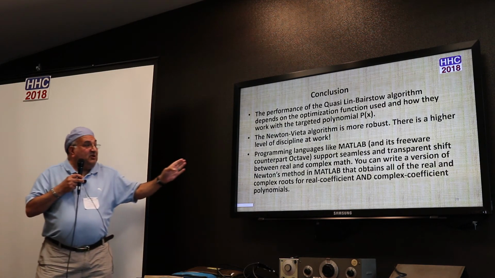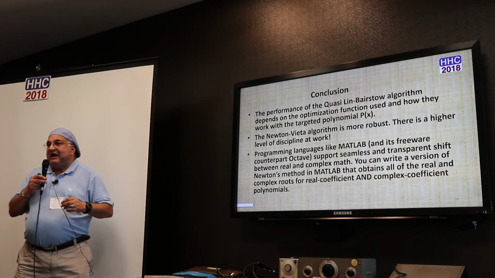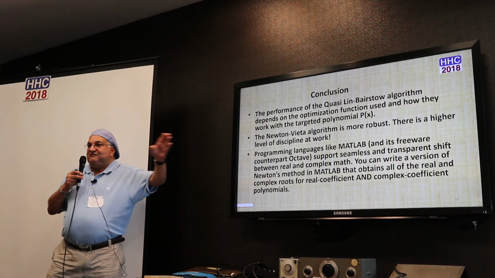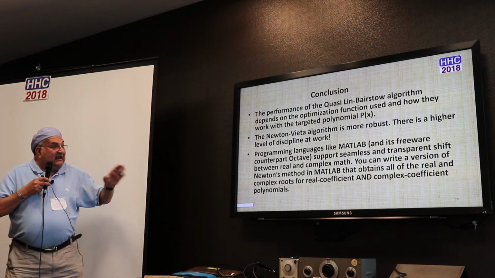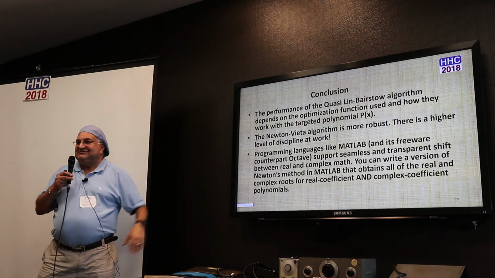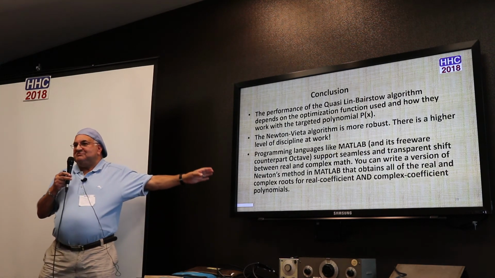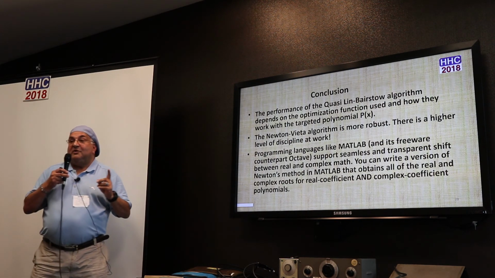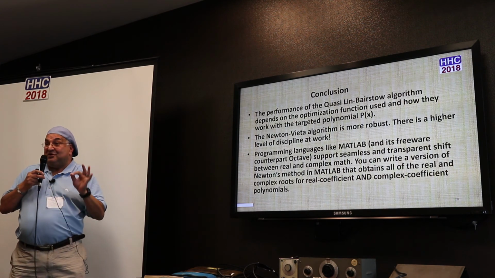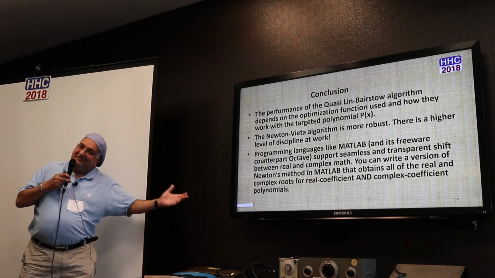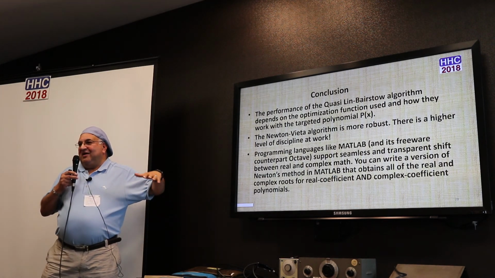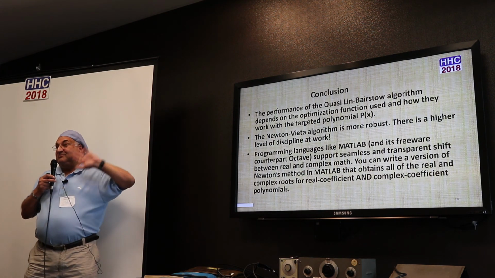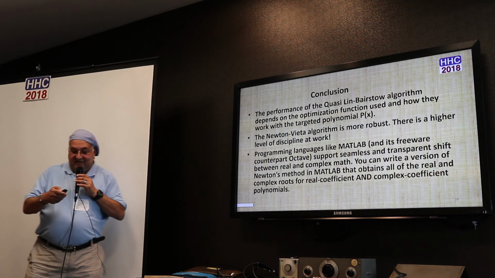Now it's interesting, when you program in MATLAB and its free counterpart Octave, of course, it handles the seamless shifting between complex and real math. And actually, after I've done this, I realized I can write a Newton's method in MATLAB that will obtain the real and complex roots for real coefficient and complex coefficient polynomials. So again, given the right tool, something like MATLAB, you can accomplish a lot, something that we would have dreamt about way back when. And that's all.